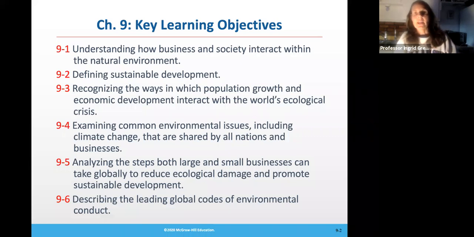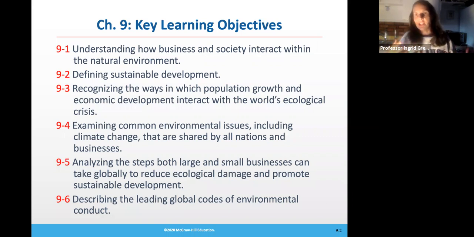We're going to be recognizing the ways in which population growth and economic development interact with the world's ecological crisis, which is super interesting to see how the population is developing in the world on this earth. We're going to be examining common environmental issues, including climate change, that are shared by all nations and businesses. We'll be analyzing the steps both large and small businesses can take globally to reduce ecological damage and promote sustainable development. And lastly, we'll be describing the leading global codes of environmental conduct so that you as managers are familiar with those codes and you can speak to these ideas and issues.